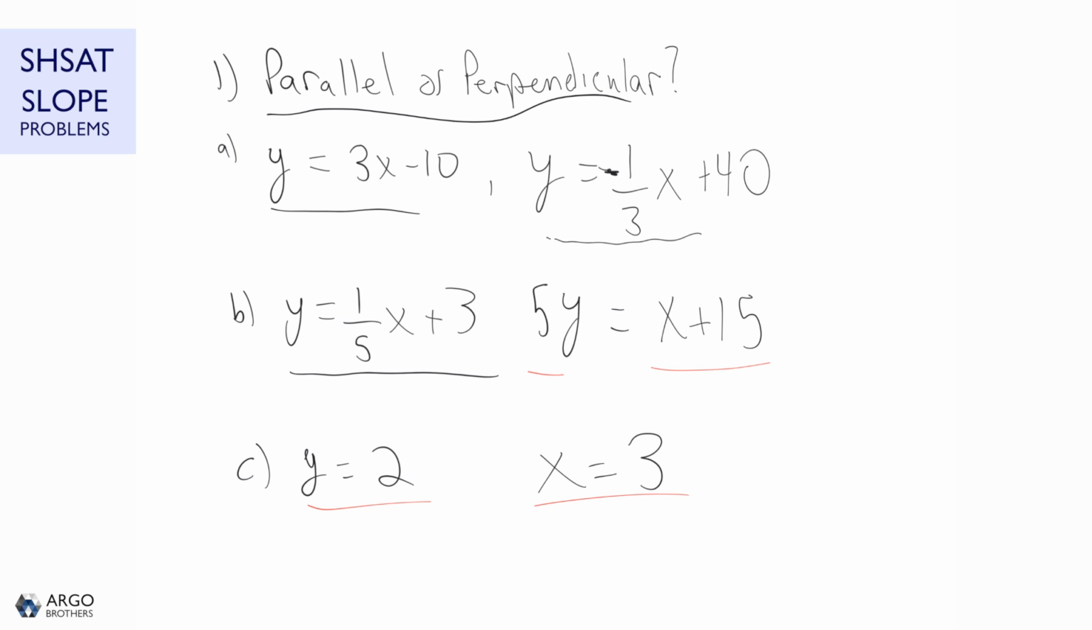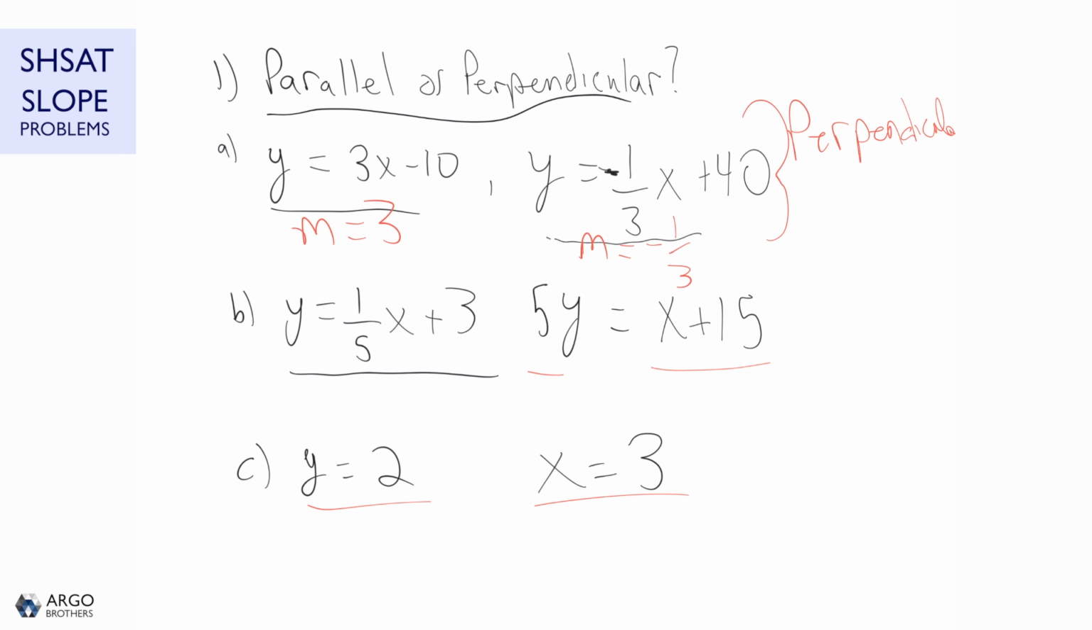Alright, so for part A, we can see that they both have different slopes. The slope for the first line is 3. The slope for the second line is the negative reciprocal of 3, or -1/3. So these guys are perpendicular. These lines are perpendicular, and that means that they intersect at a 90-degree angle.